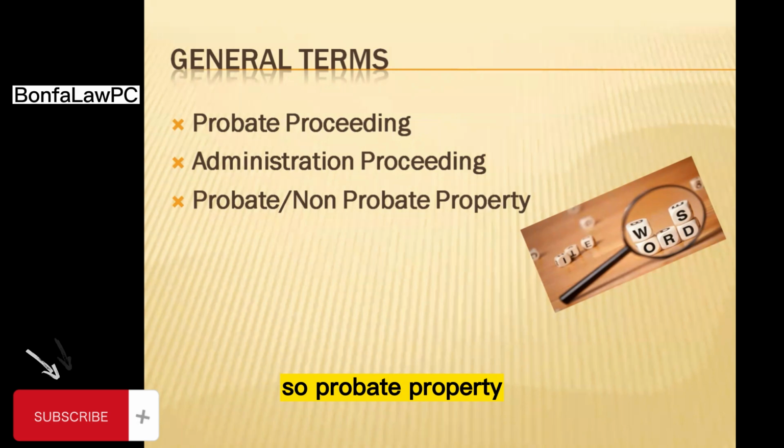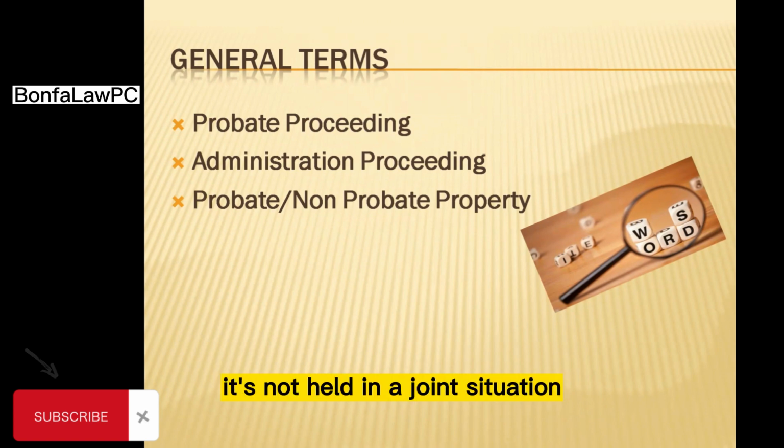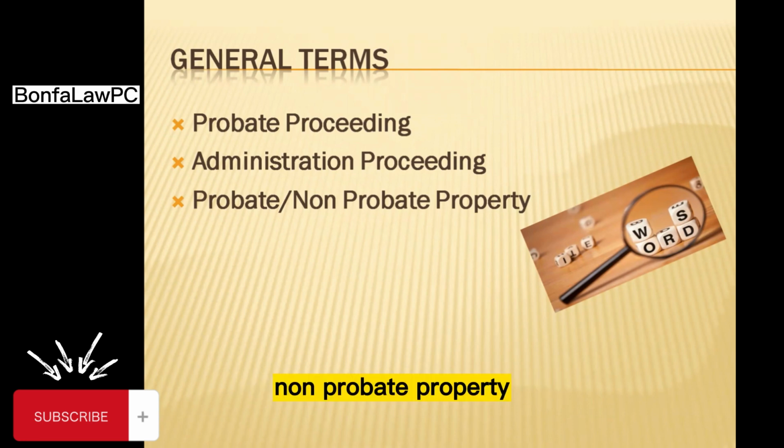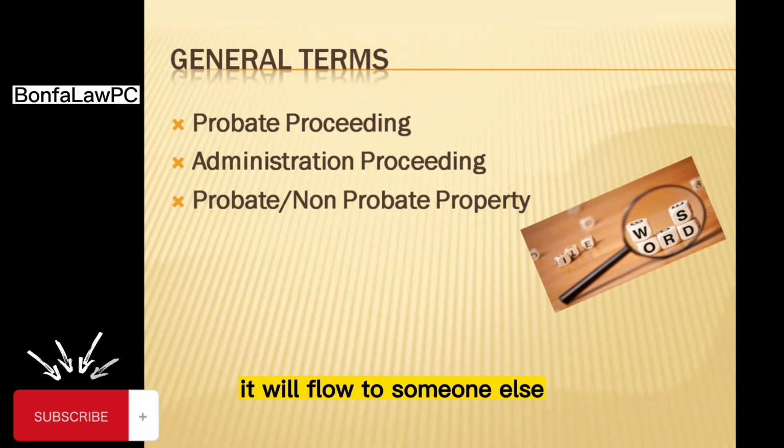So probate property only has your name. It does not have beneficiaries or a payable upon death clause. It's not held in a joint situation. Non-probate property is just the opposite. It's held jointly. It's held with the right of survivorship, and by operation of law, it will flow to someone else.